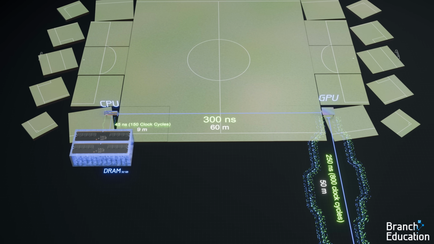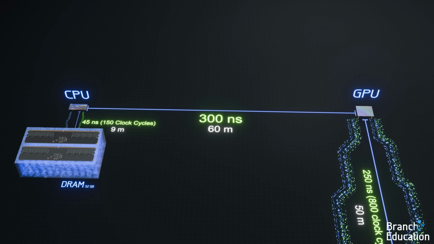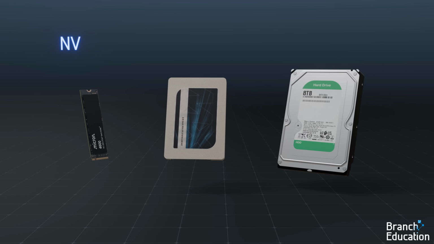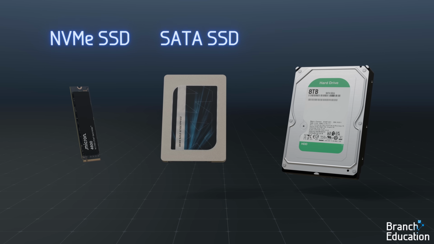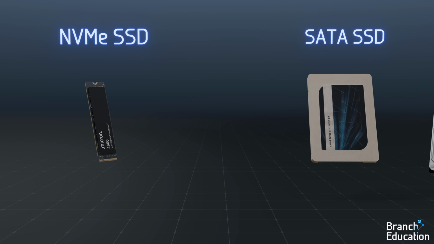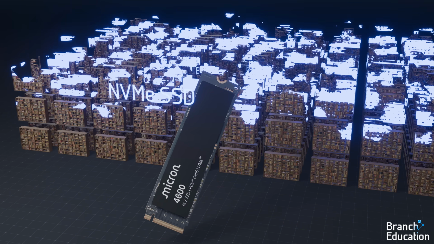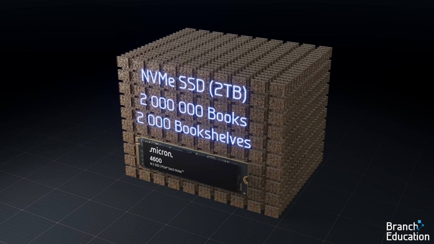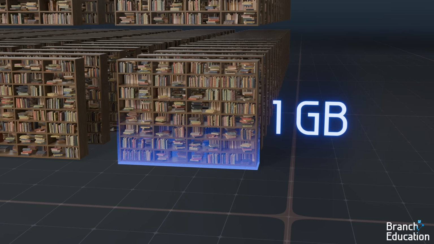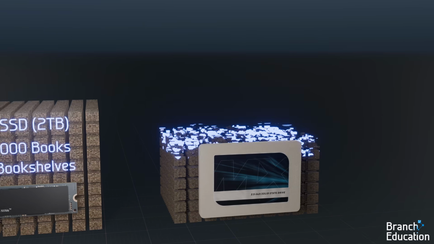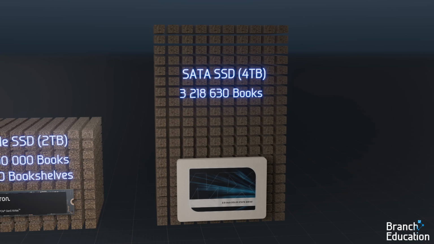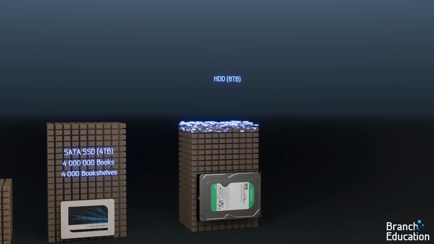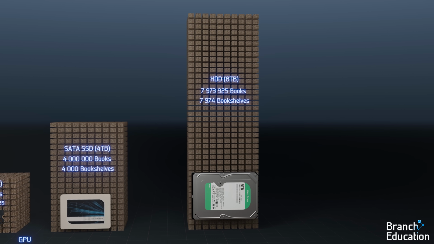With the CPU, GPU, and both types of main memory covered, let's move on to the storage devices, which are the 2 solid-state drives or SSDs and the hard drive. The first NVMe solid-state drive holds 2 million books on an array of 2,000 bookshelves, with each bookshelf holding a gigabyte of data. The next SATA SSD holds 4 million books across 4,000 bookshelves, and the hard disk drive holds a whopping 8 million books.